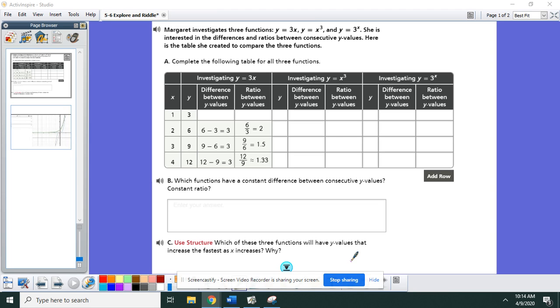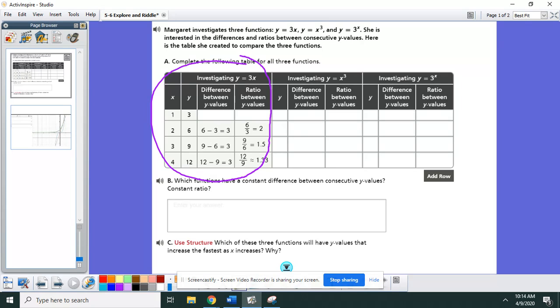Hello, this video will explain the Explore and Reason for lesson 5-6. In this lesson, they're asking you to compare linear functions to cubic to exponential. And so you see in this first grouping, they did this part for you.